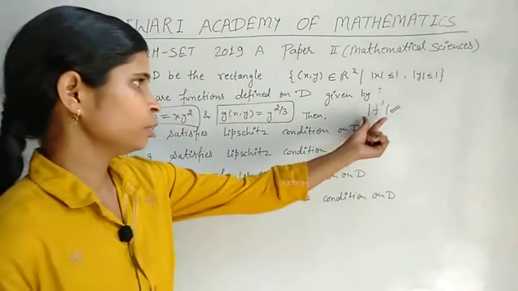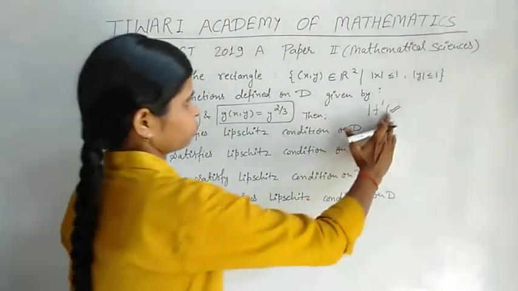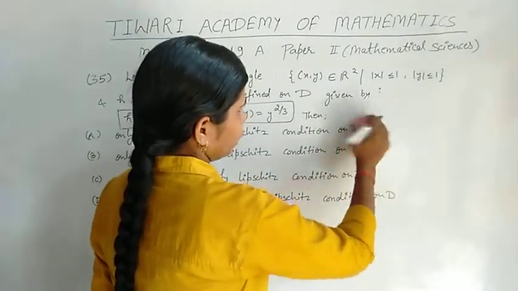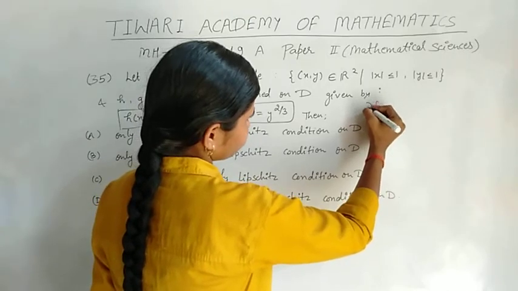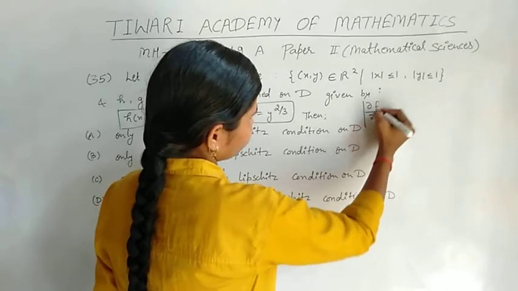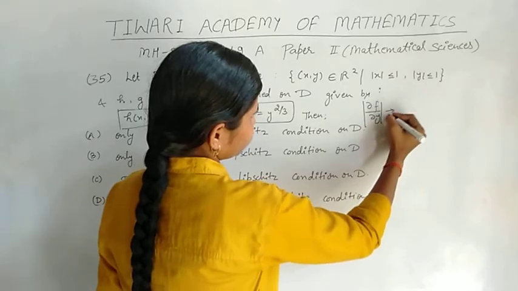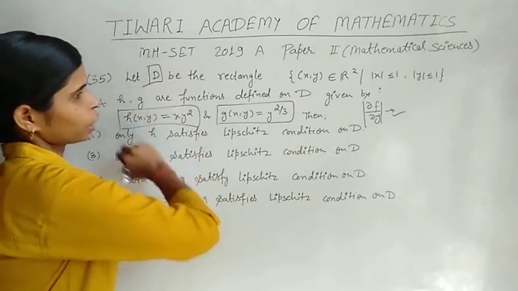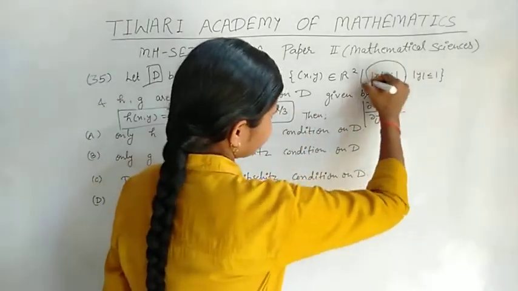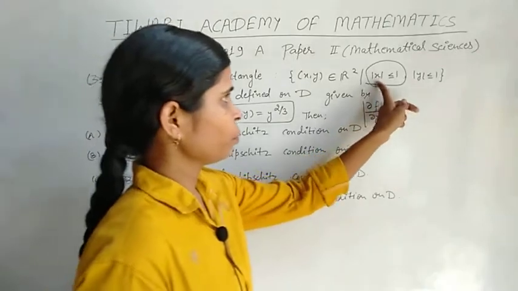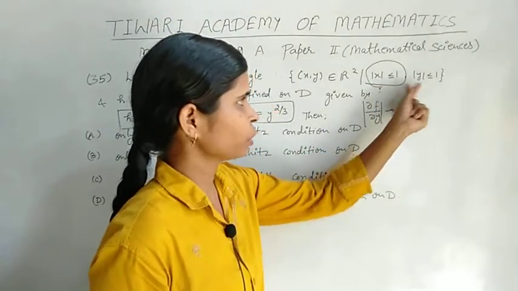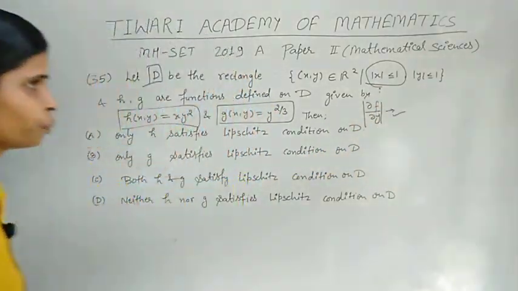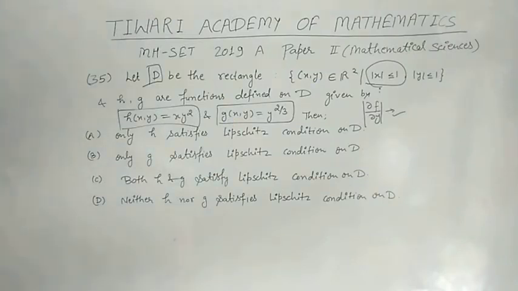It is mathematically represented by this, and the derivative of the function f with respect to y, absolute value, is bounded on D, where D is a rectangle in which x lies between -1 to 1 and y lies between -1 to 1 also. Lipschitz condition: if a function's derivative is bounded, then the function satisfies the Lipschitz condition.